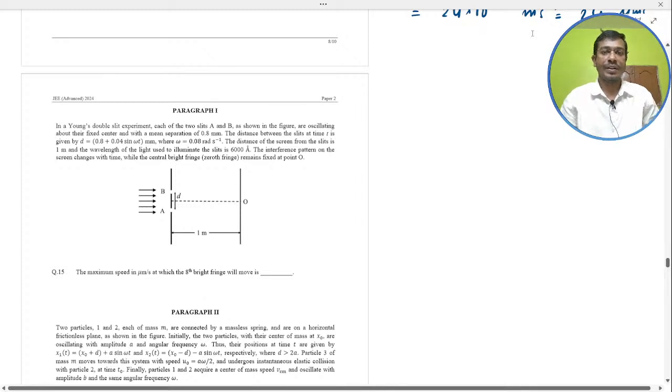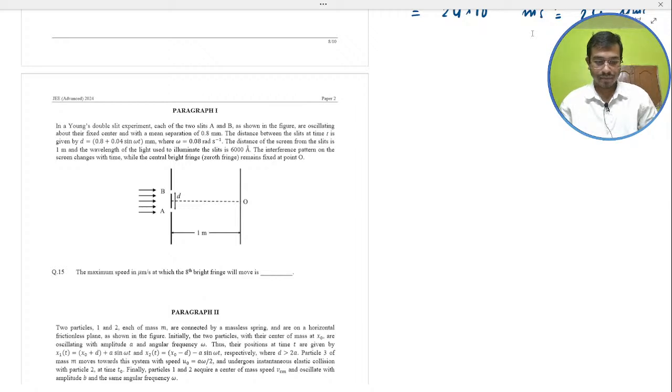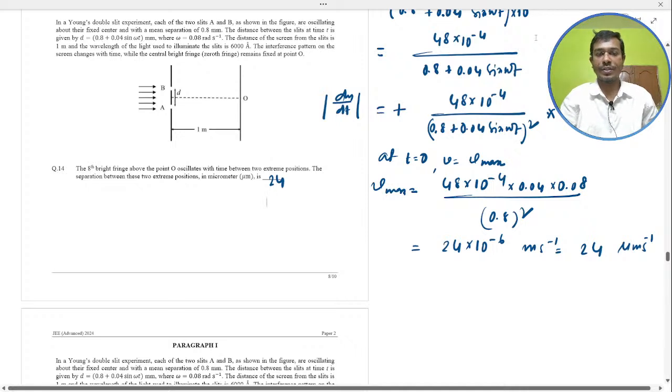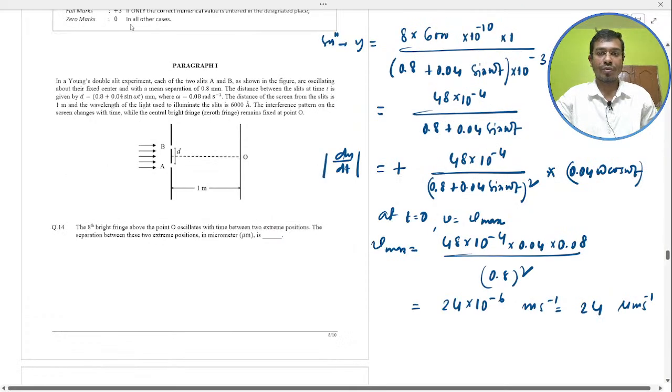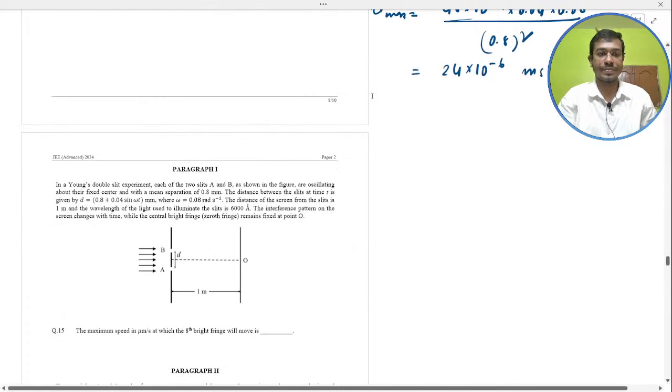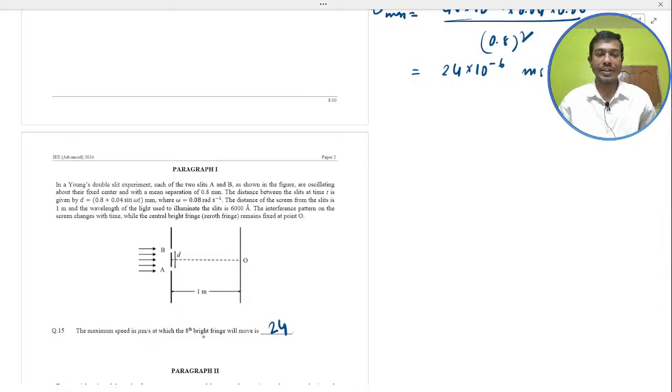Next, same paragraph, but the question asked is different. Sorry, this is paragraph 2. This is micrometer per second. Okay, this is paragraph 2. 24 is basically this question's answer. Speed. The maximum speed in micrometer per second at which the 8th bright fringe will move. This is 24 micrometer per second. Okay. This is question number 15.